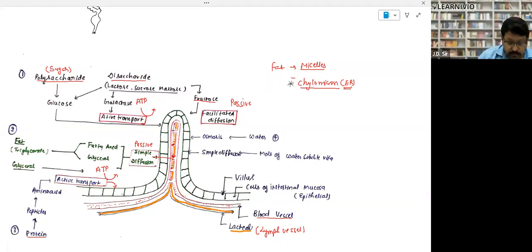So please write down: absorption of fatty acids and glycerol. In bracket, please note down fat. Absorption of fatty acid and glycerol and fat soluble vitamin takes place through passive process. Full stop.